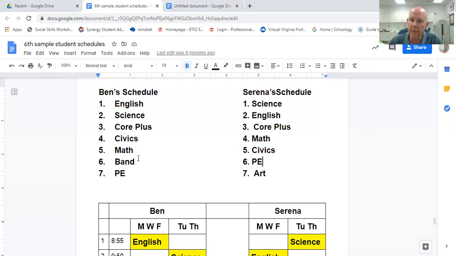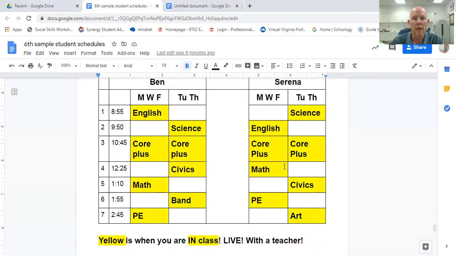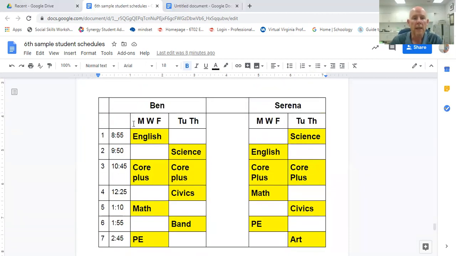Notice that it's a different bell than Ben has PE. And then she ends her day in art class because she chose to not take band. So let's compare their schedules. Taking a look, here we go.